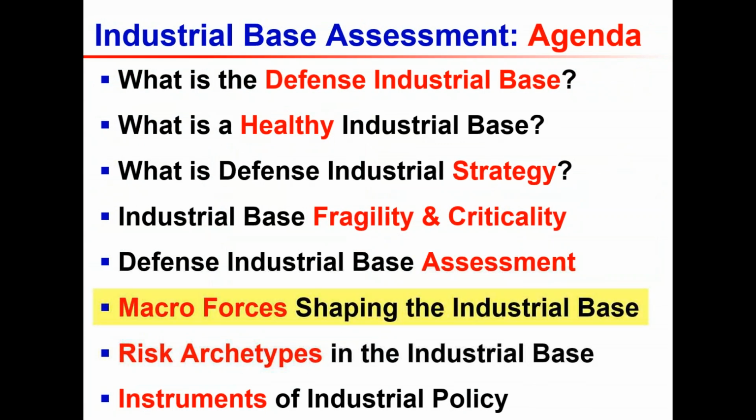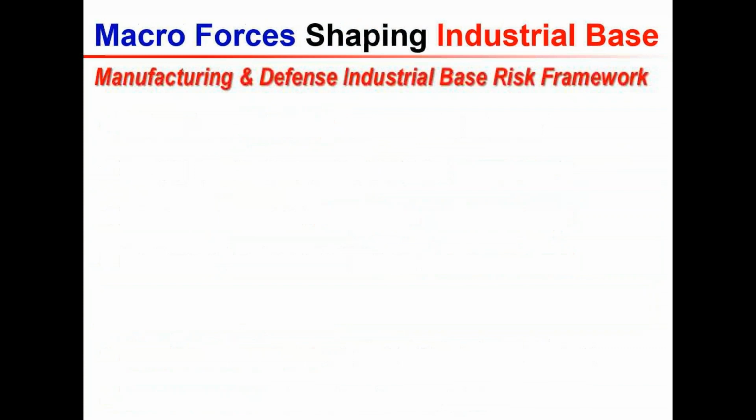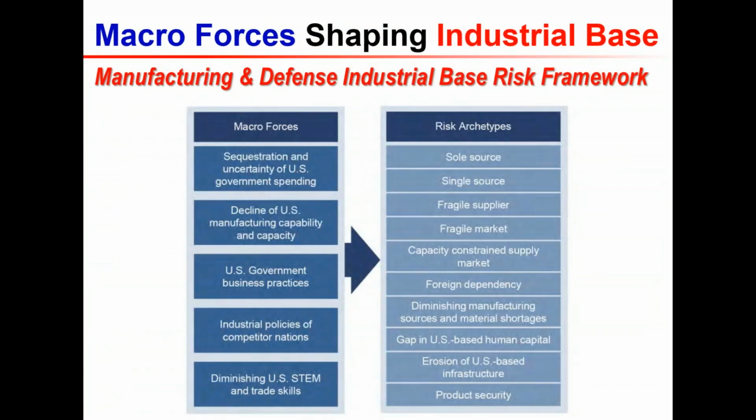But let's talk about the elements here. What about these macro forces? What are these macro forces shaping the industrial base? Again, they identified these 5 macro forces. So what do we mean by macro forces? We mean broadly, as they looked at individual sectors, remember, they looked at all those sectors, both the traditional and the cross-cutting sectors of the industrial base, what were the broad root causes impacting and creating risk within the industrial base? And there were 5 of these.